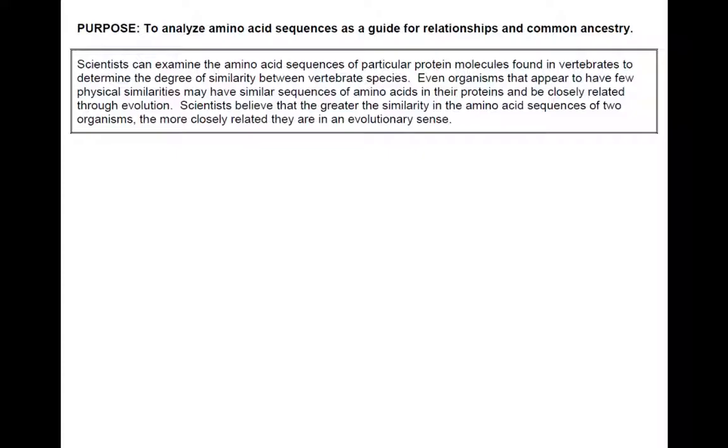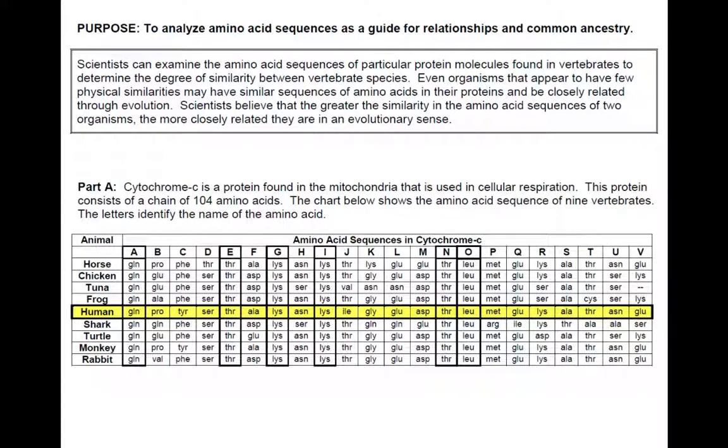And so what we've got going on in this particular worksheet is that we're looking at a specific protein called cytochrome C that's used by your mitochondria in cellular respiration. And what we've done is we've taken 9 different vertebrates and we're going to compare them. And so we're basically going to be comparing 8 different organisms back to the human: the horse, the chicken, the tuna, the frog, the shark, the turtle, the monkey, and the rabbit.